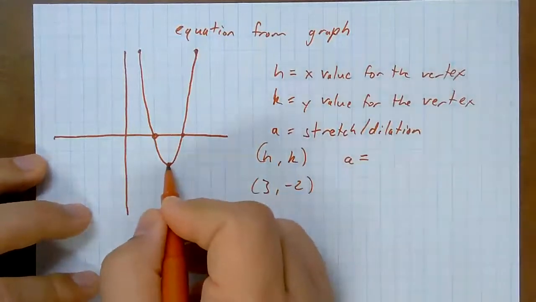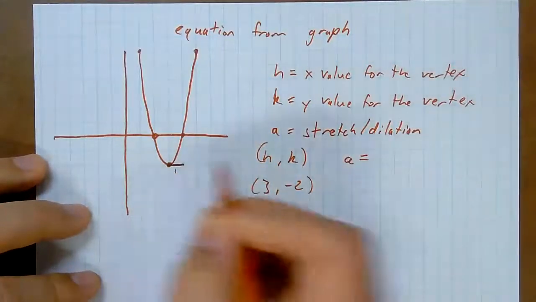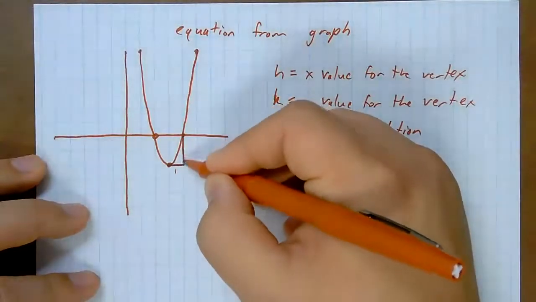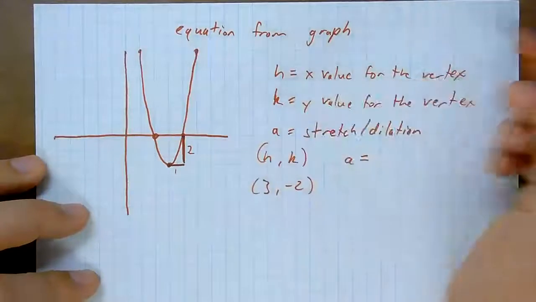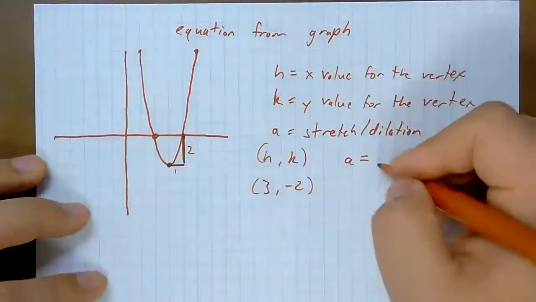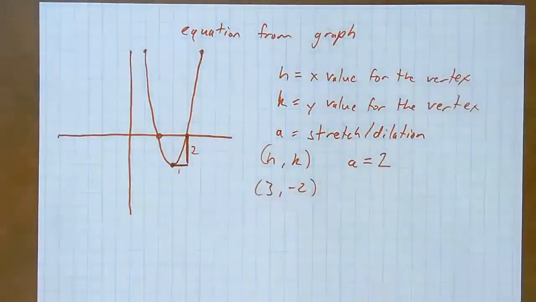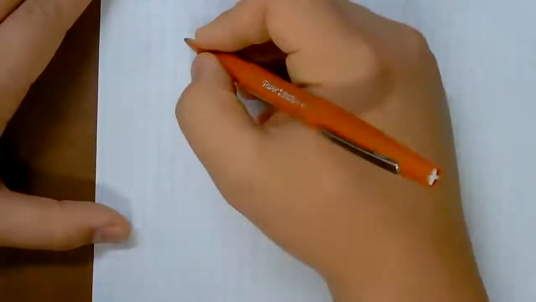All we have to do is go from our vertex to the left or right 1. And we need to figure out how far up from that spot are we going. In this case, it's 2. So our A value is 2. It's not simple. Okay. Let's try another example.